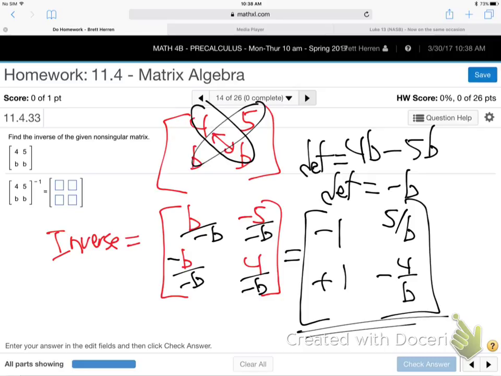Questions? So the inverse by hand: switch the main diagonal, change the signs on the other diagonal, divide all four by the determinant, which is main diagonal multiplied minus other diagonal multiplied. No questions? We good?